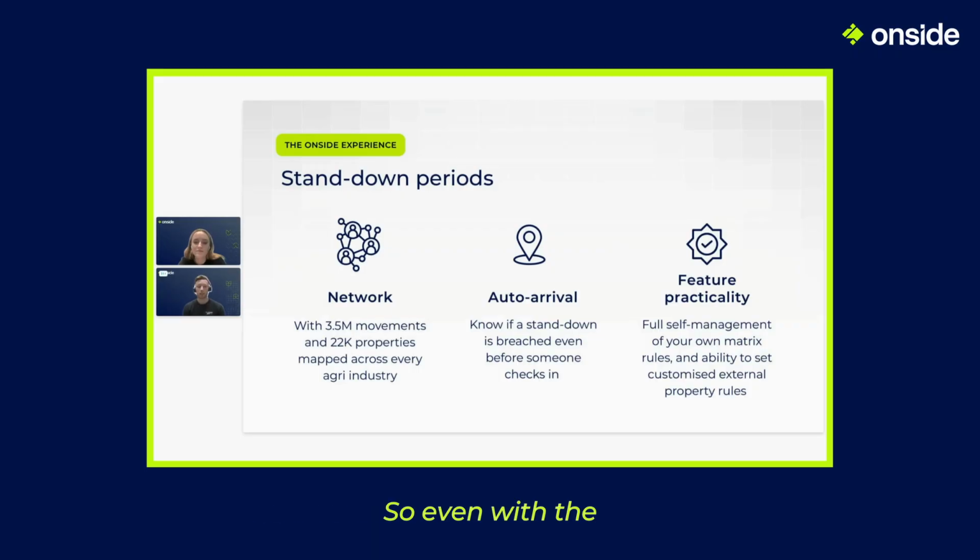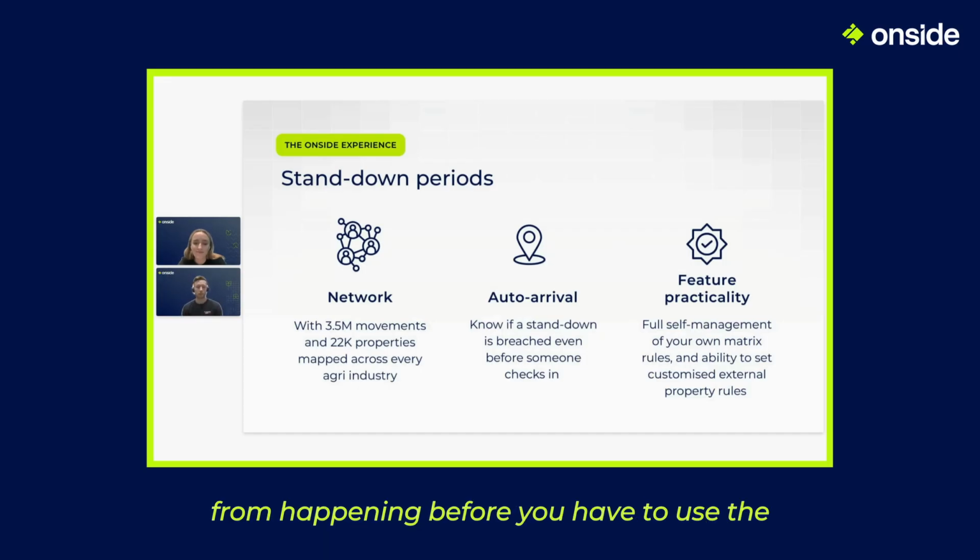So even with the automation running passively in the background, you've got really robust biosecurity measures in place to try and prevent something from happening before you have to use the traceability after the fact. And then I just think catching it as early as possible as well. So the earliest detection, which is great. 100%. Prevention is always better than the cure.